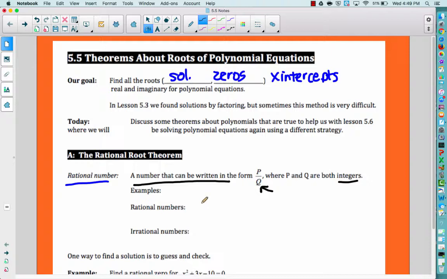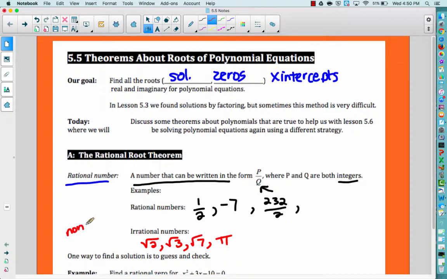So examples of rational numbers would be like 1/2, -7, 232 over 2. Those are all rational numbers. Irrational numbers are non-terminating, non-repeating decimals. So we don't write them as fractions. Those are going to be like our square roots that aren't perfect squares, like √2, √3, √7. You may remember pi is irrational because it's non-terminating and non-repeating.